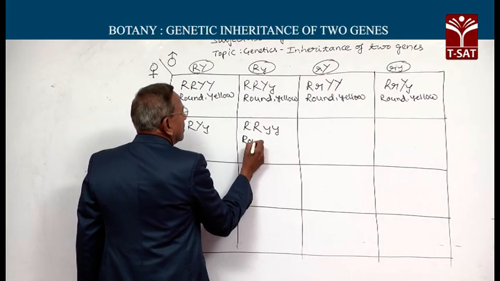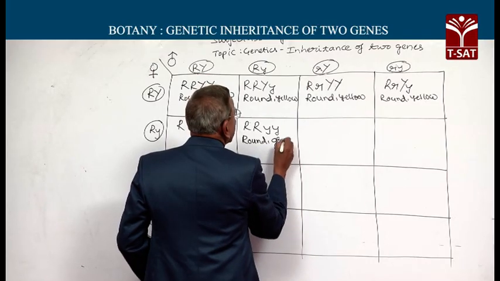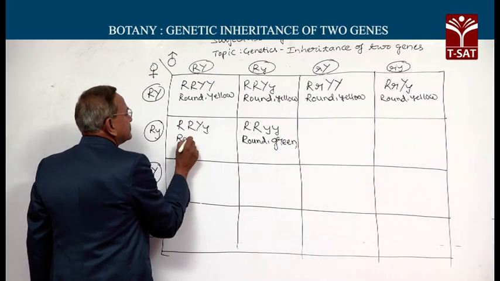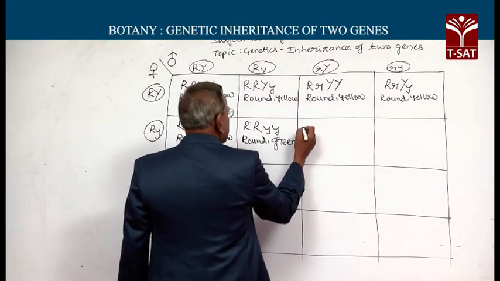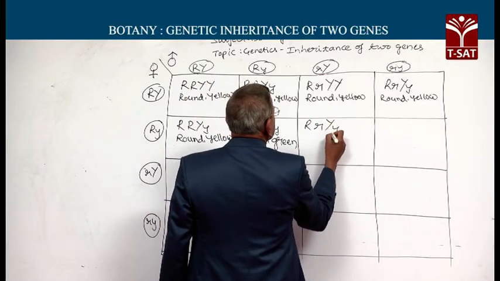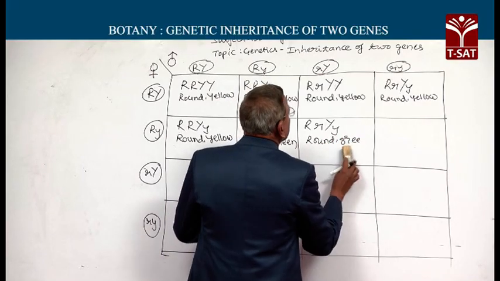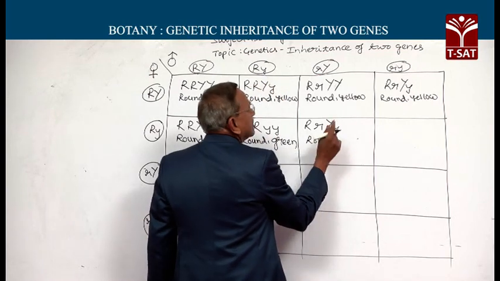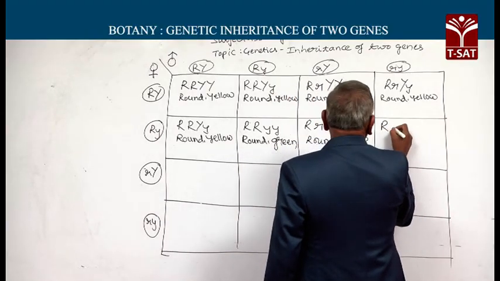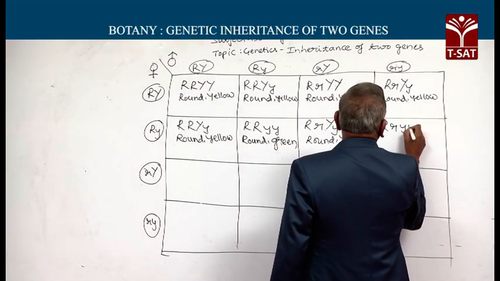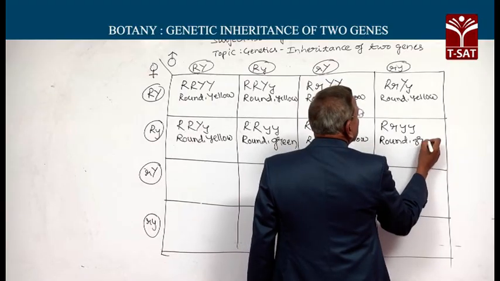This will be round and green. This will be round and yellow. This is capital R, small r, capital Y, small y. This also is round and yellow. Due to presence of a dominant gene here, it will be round and yellow. Capital R, small r, small y, small y: here it is homozygous green. So this will be round and green.